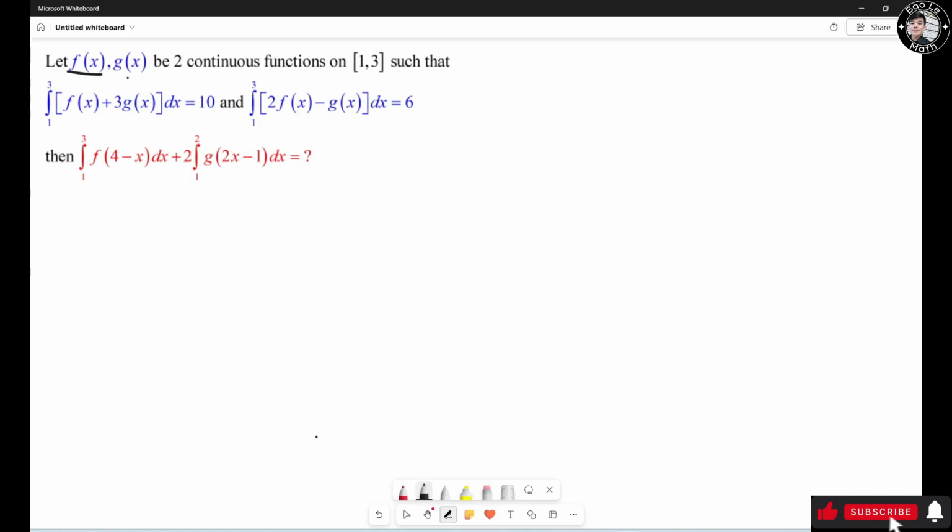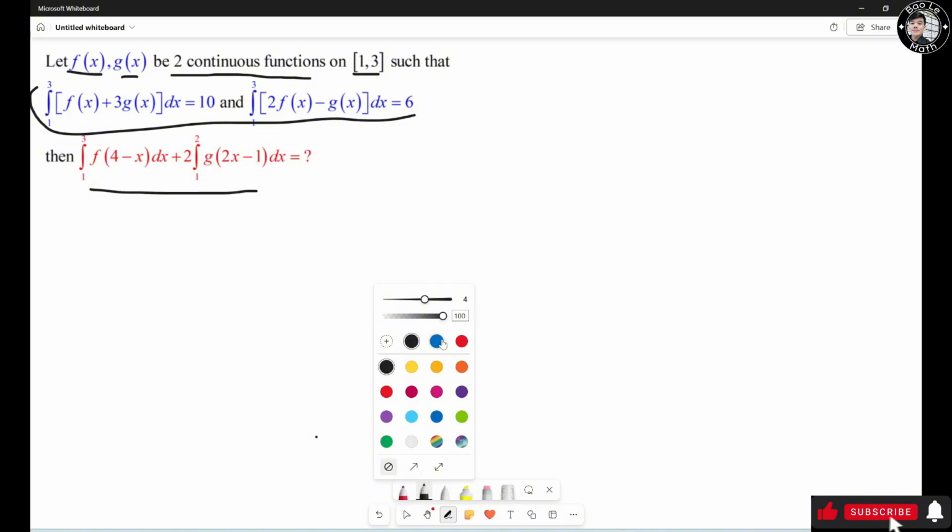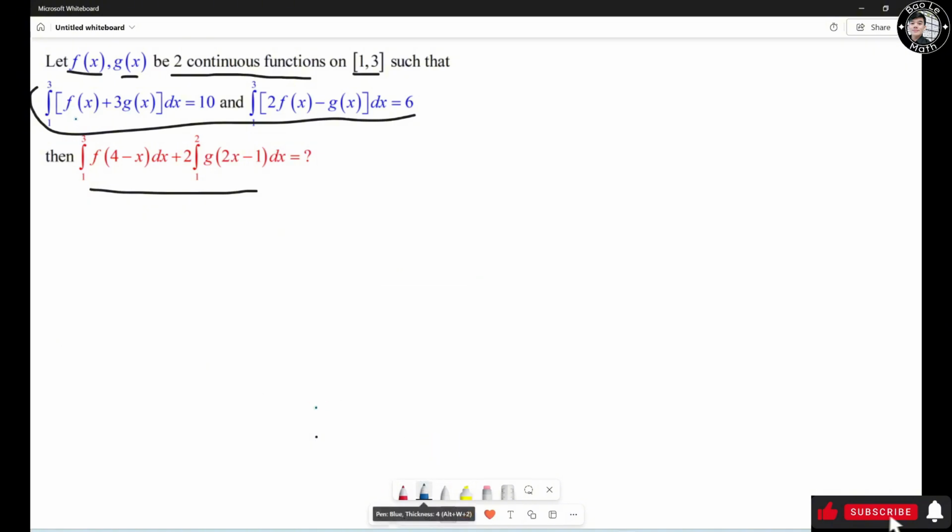We're going to learn how to solve this integration of composite functions. Let f of s and g of s be two continuous functions on the closed interval 1, 3, such that this one, and we need to calculate this one. Alright, so we need to start from what is given, right? So given this one, we need to separate this one.